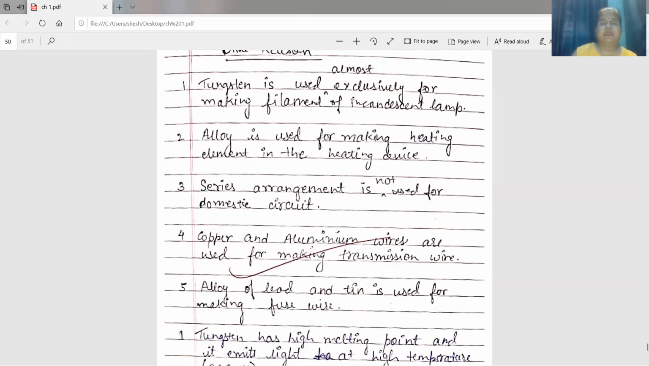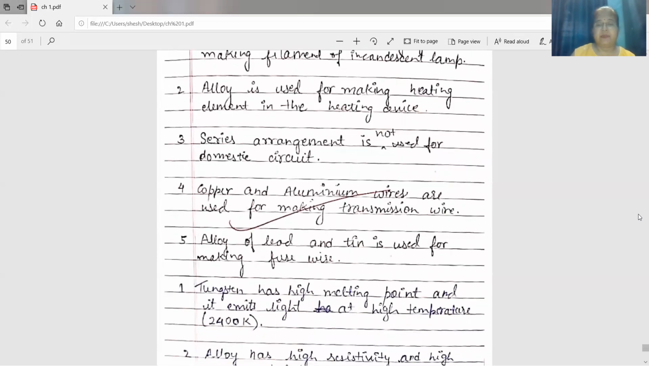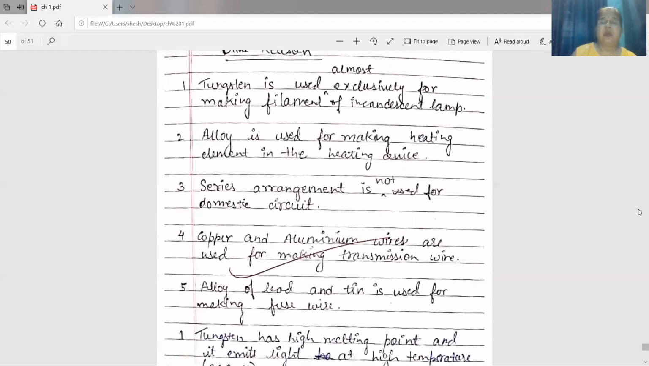Now, first one, that is tungsten is used for making filament of incandescent bulb because it has high melting point. This is first reason. And second reason is it emits light at very high temperature. When its temperature rises to 2400 Kelvin, it starts emitting light. That is why tungsten is used. High melting point and it emits light at high temperature.